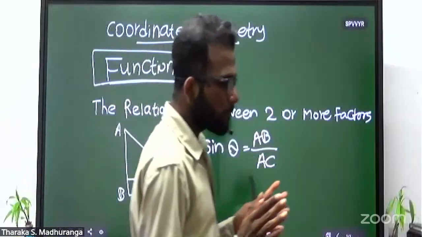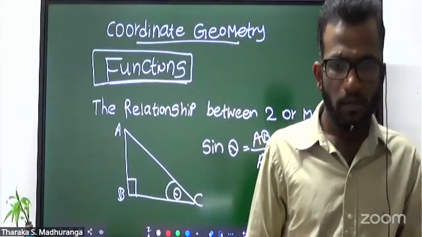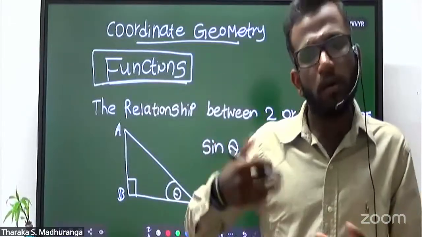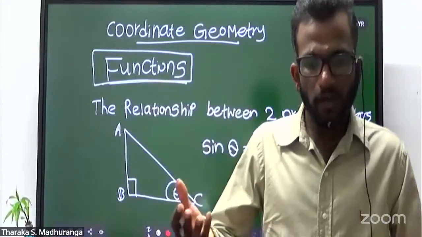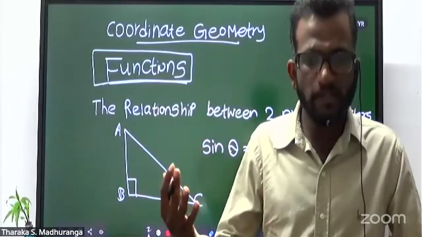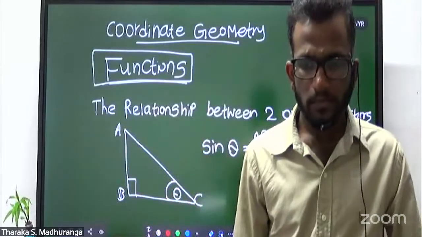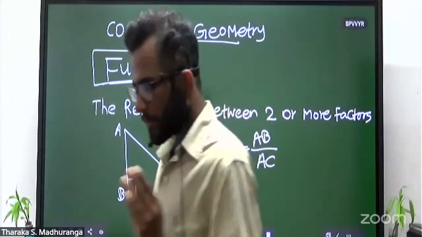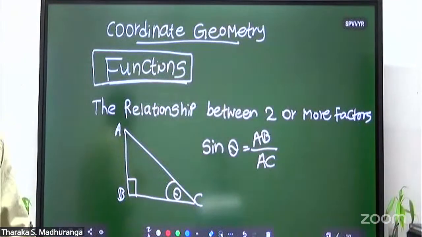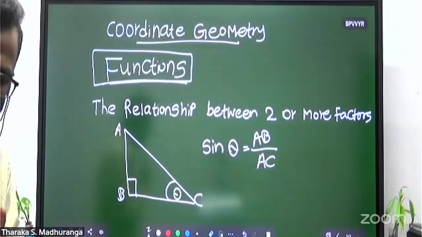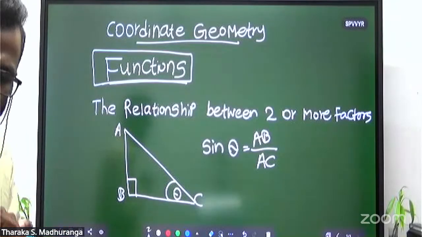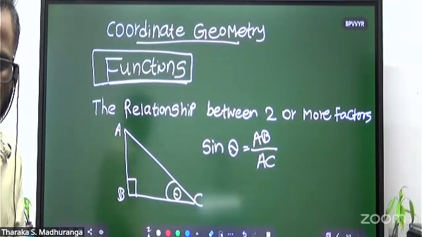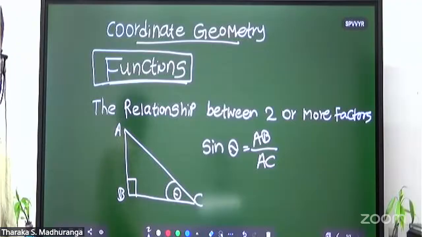Understood? What is the meaning of functions first? Functions mean the relationship between two or more factors. If I give an output, that is the function. Understood? Point by point, then these lessons are very easy. Don't miss any part. If you miss any part, it is very difficult.